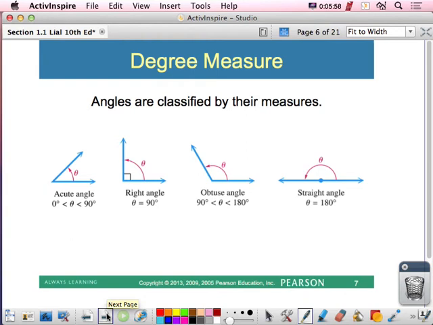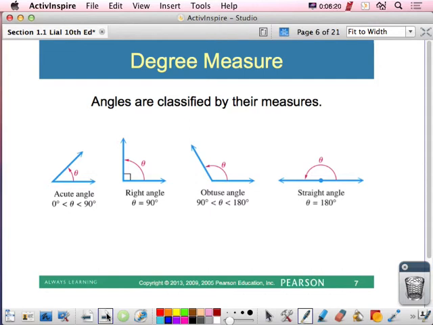And just to run through it in review, if an angle is between 0 and 90, we call it an acute angle. If an angle is exactly 90 degrees, we call it a right angle. If it's between 90 degrees and 180 degrees, we call it obtuse. And if it's exactly 180 degrees, we call it a straight angle.